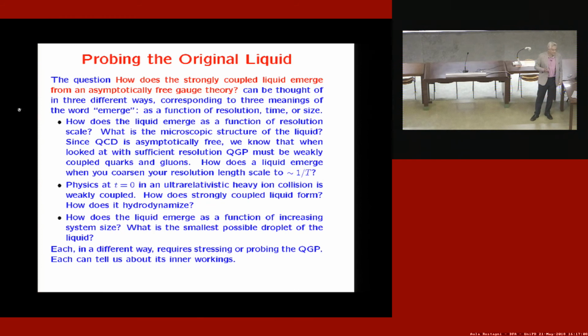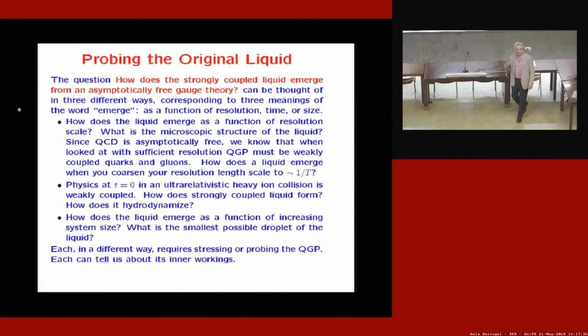First meaning is emerge as a function of resolution scale. When you have a drop of quark-gluon plasma, if you look at it with very, very fine-grained microscopic resolution, it does not look like a liquid. It's the weakly coupled quarks and gluons. As you coarsen your microscope and look at it on longer scales, the liquidness emerges. That's the meaning that I'm actually going to focus on. That will be most of what I mean when I say emerge.